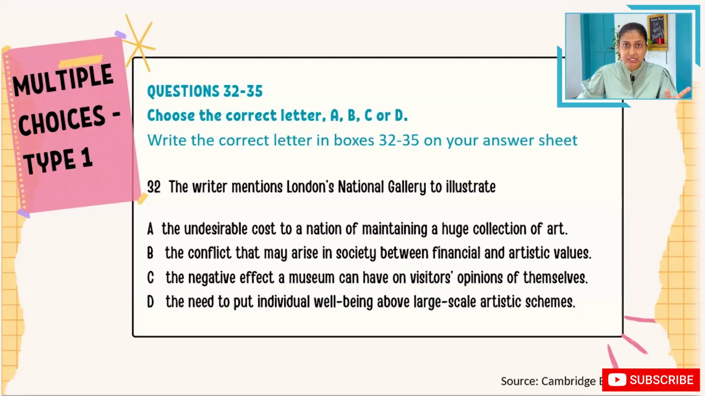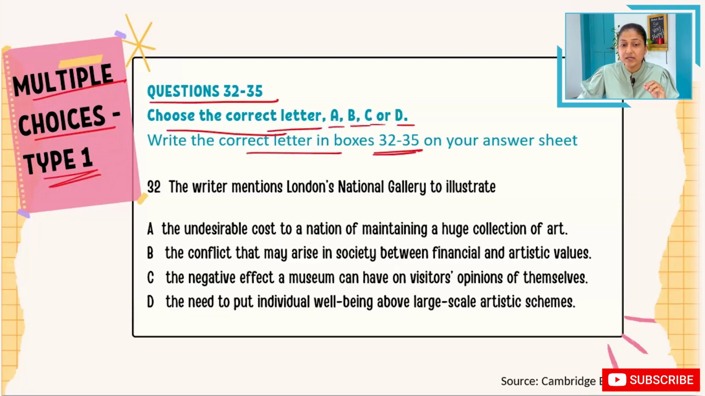The first type of questions is multiple choice questions, and there are two different types of multiple choice questions that you may get in your exam. First, let's understand the first type of MCQs. Here, if you see an example, what do we see? It says questions 32 to 35, and you have to choose the correct letter A, B, C or D to write in the boxes 32 to 35 on your answer sheet.